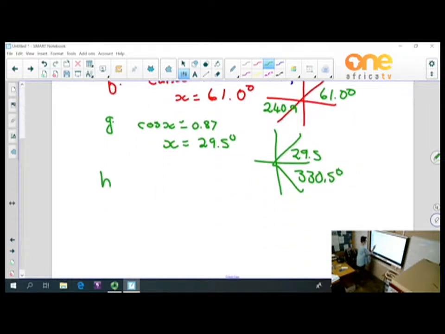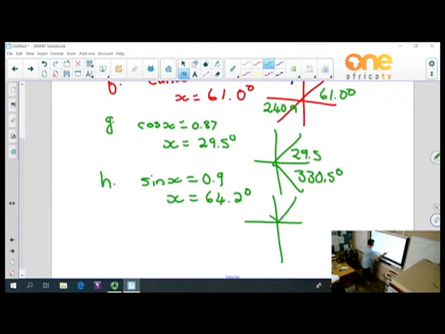Right, the next one, H. Sine x is equal to 0.9. Second function sine, my key angle is 64.2 degrees. Draw. Where is sine positive? In those two quadrants. So how do I get this one? Butterfly story. So that one is 64.2, 180 minus, and it's 115.8 degrees.